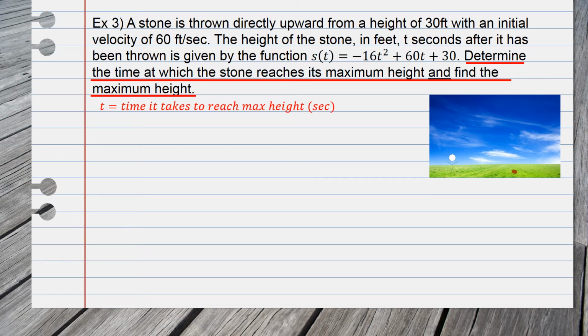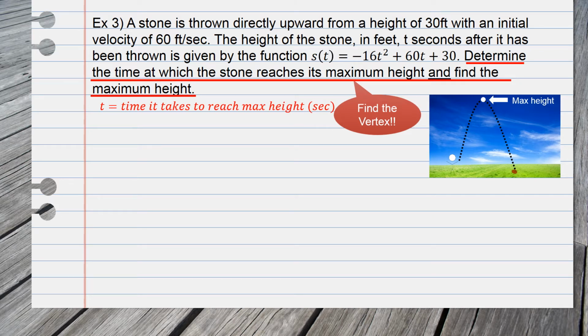Let's look at that again. If you throw a stone upwards, we all know what goes up must come down. What shape is that? Well, it's a parabola. And since we're trying to find the time at which the stone reaches its max height, what are we really looking for? We're trying to find the vertex. When you throw something up and it comes back down, it does make a parabola. The max height is where it changes directions, which means we're trying to find the vertex.